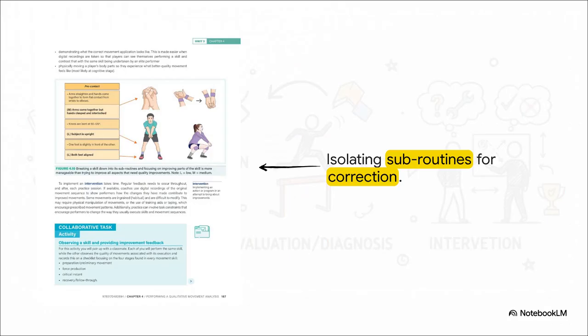There is immense power in isolation. Breaking a skill down into isolated subroutines, like zeroing in just on the exact way the hands clasp together before a volleyball dig, makes error correction so much more manageable for the student. It's way better than trying to fix the entire fluid movement in one go.